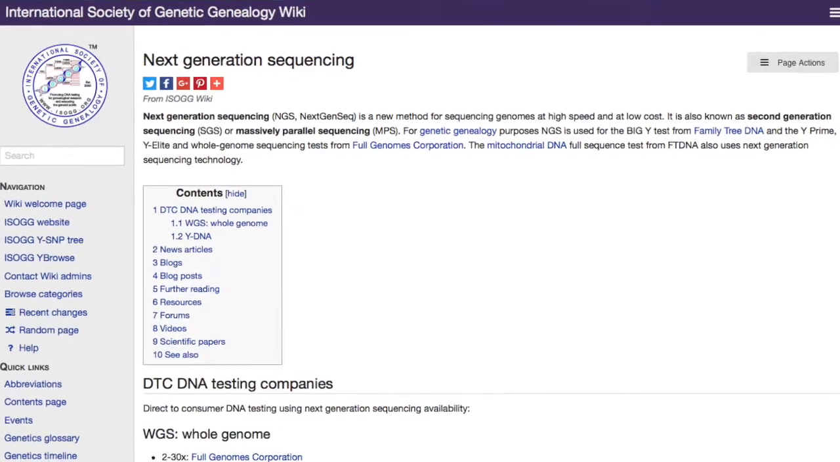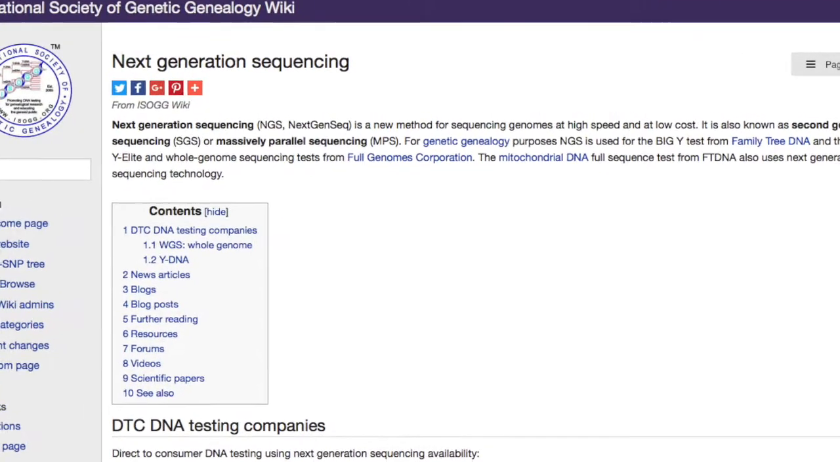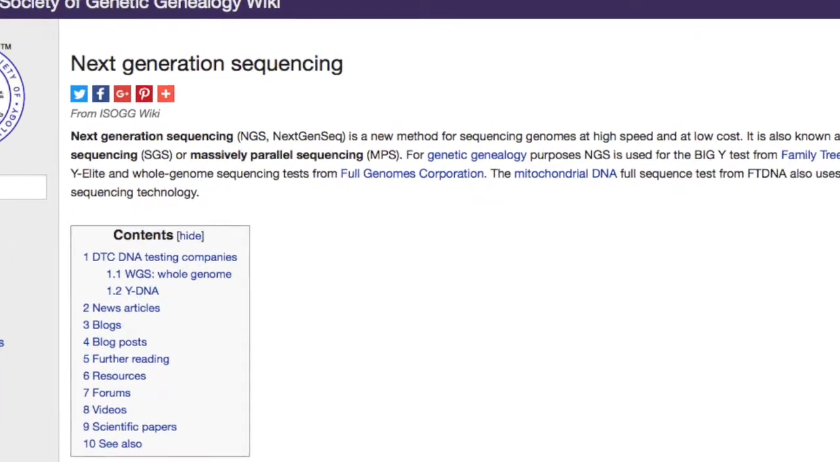Next generation sequencing takes us from the level of, we could look at 111 markers on the STRs, to over 10 million places on the Y chromosome. This sort of information has led to what's called the next generation sequencing revolution, of which the academics have not yet caught up to the technology itself.